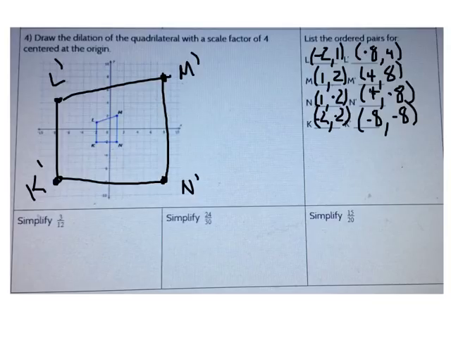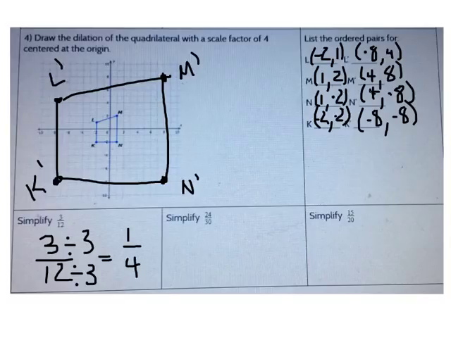Now let's simplify some fractions. Again, we'll use simplification when we find slopes today. Simplify 3 over 12. What's the greatest common factor of 3 and 12? What's the largest number that I can divide both by? It's 3. When I divide both 3 and 12 by 3, what is that fraction written in simplest form? It's 1/4.